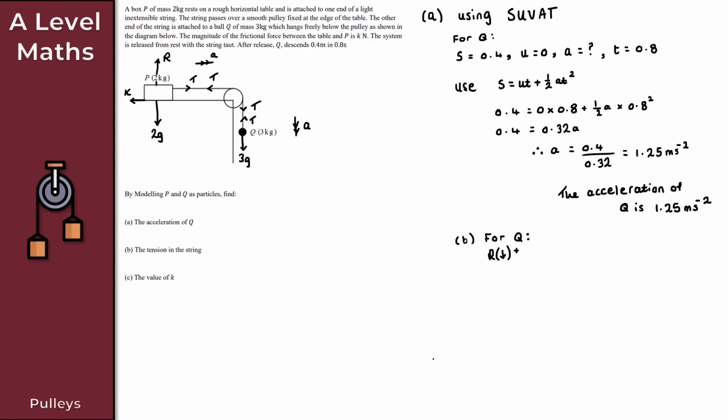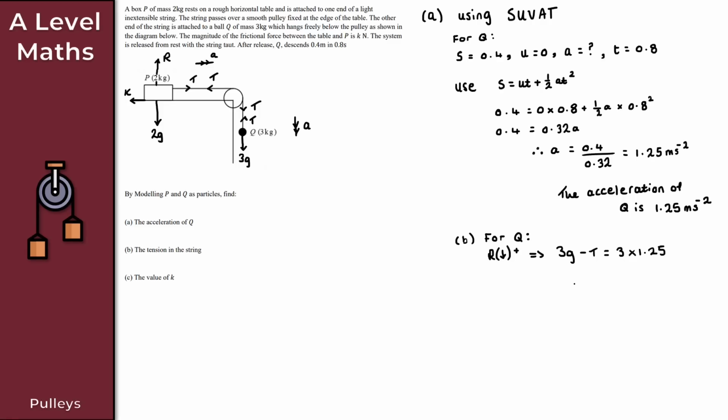So what do we have here then? Well, forces acting downwards, we have 3g. There's no more forces acting downwards, so we now consider what forces are acting in the opposite direction. Acting upwards, which in this case is T. We get 3g minus T is equal to the mass times the acceleration. The mass here is 3, and then we times it by the acceleration, which as we've just deduced in part A, is 1.25. So 3 times 1.25.